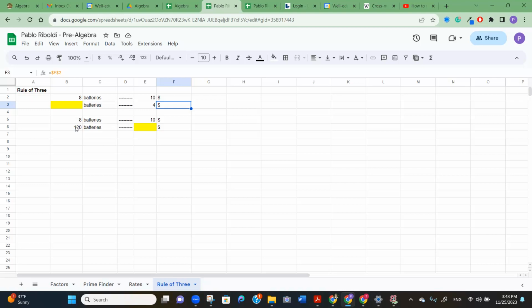So if we put 6 batteries here, when you have the formula there, you would find out how much 6 batteries cost. That is how to set up this spreadsheet, and when you put in the formulas, it's going to work like a charm. So I hope that this is helpful.